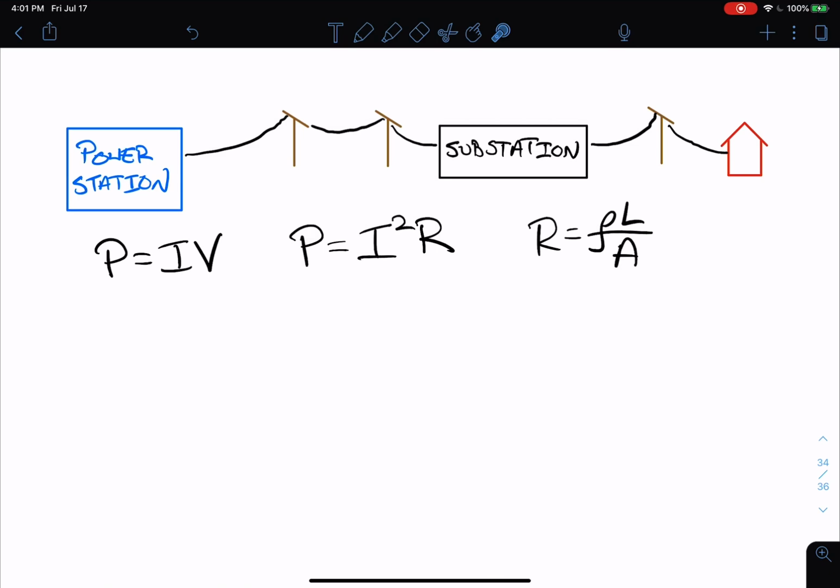But the thing to realize is this formula here is telling us the rate at which the energy is transferred from the power station to, in this case, the substation. And then you could do it separately for the substation to the individual homes. But this is telling us the rate at which the energy is transferred along the power lines. And this formula is going to tell us the rate at which thermal energy is generated. In other words, it's telling us the rate of loss.